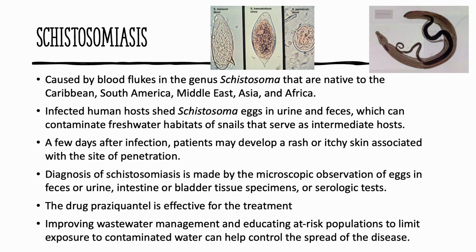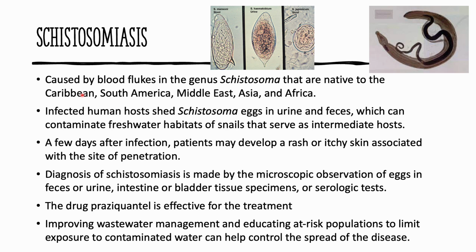So our last example for a parasitic blood infection, or circulatory system infection, is caused by species within the genus Schistosoma, and they cause the disease schistosomiasis. These blood flukes are native, or endemic, to certain parts of the world, like the Caribbean, South America, the Middle East, Asia, and Africa. How this works is this blood fluke infects humans by penetrating the skin. Your skin will develop a rash or will be itchy where that penetration occurred. Or oftentimes people won't even know that they're infected for a long period of time.